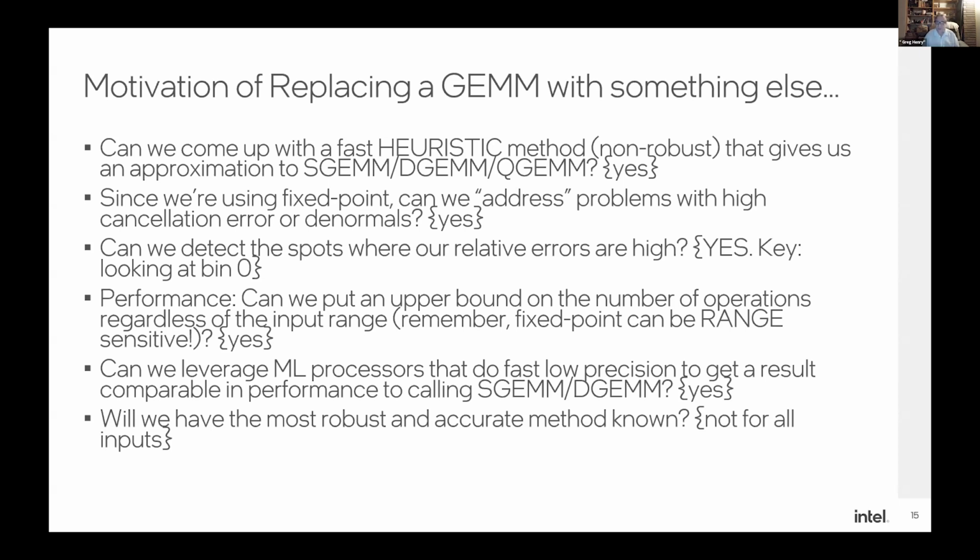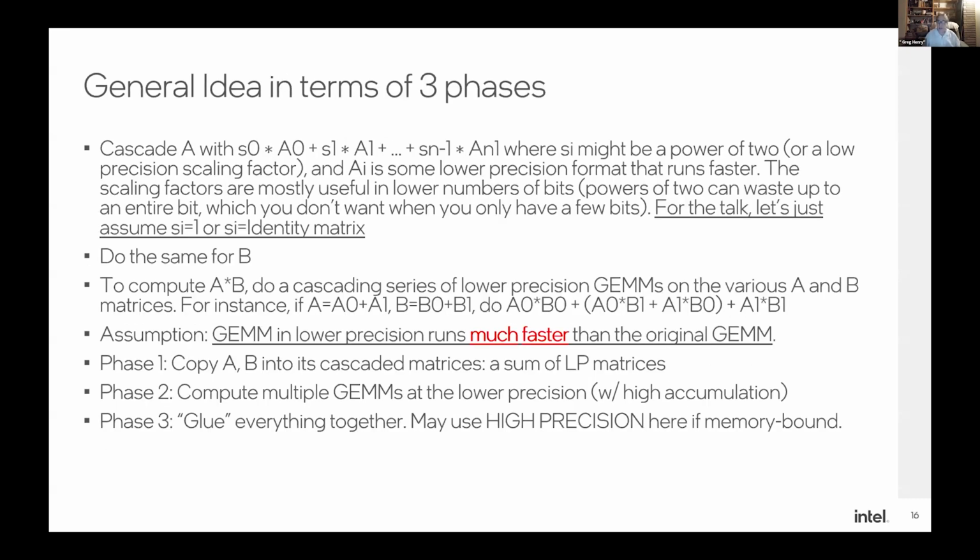And can you leverage these machine learning processors that are coming out that do fast, lower precision to get a result comparable to calling SGEMM or DGEMM? And the answer again is yes. Will you have the most robust and accurate method known? And of course, the answer is no. I don't want to fool anyone. The answer is no. Sometimes floating point will be better. Sometimes these other techniques where you break to lower precision will be better. You can talk about averages and things like that, but that's the only thing you can do.